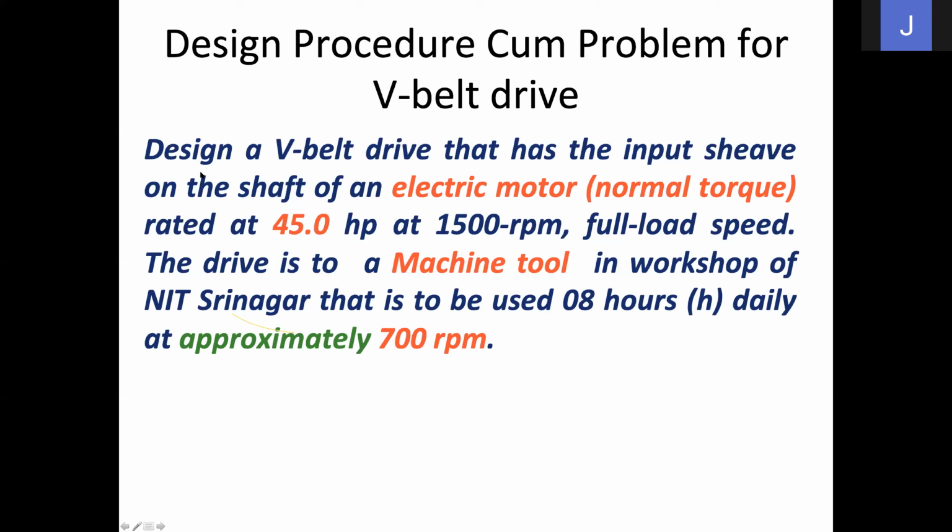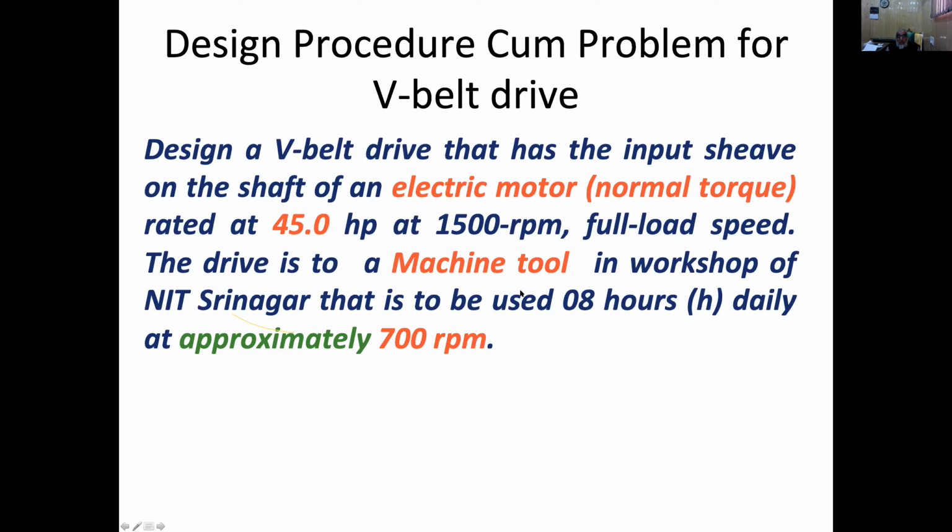Now this is the first design problem. Design a V-belt drive that has the input sheave on the shaft of an electrical motor, which is normal torque, rated at 45 horsepower at 1500 RPM, full loaded speed. The drive is to a machine tool in a workshop of NIT Srinagar. That means a machine which is run in the workshop of NIT Srinagar, that is to be used 8 hours daily at approximately 700 RPM.